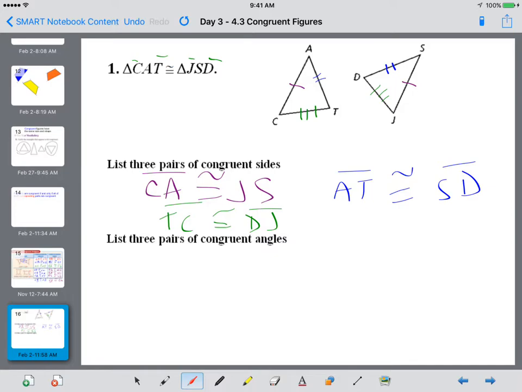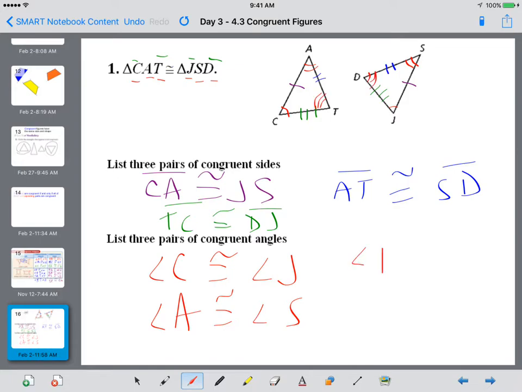Now the angles are going to be easier in order because angle C lines up with J. So C and J are congruent. A lines up with S, so angle A is congruent to angle S. And T lines up with D, so angle T is congruent to angle D. So with corresponding sides and corresponding angles, it's important to understand the order in which you state it.